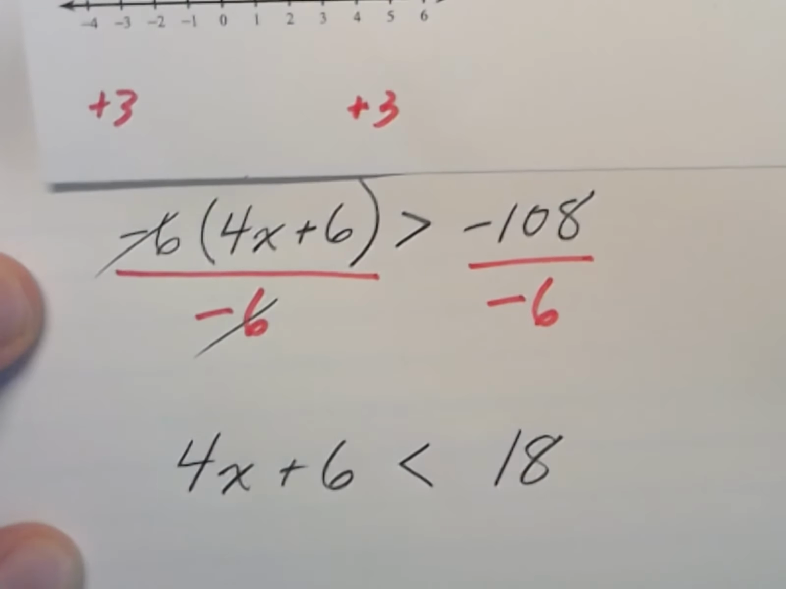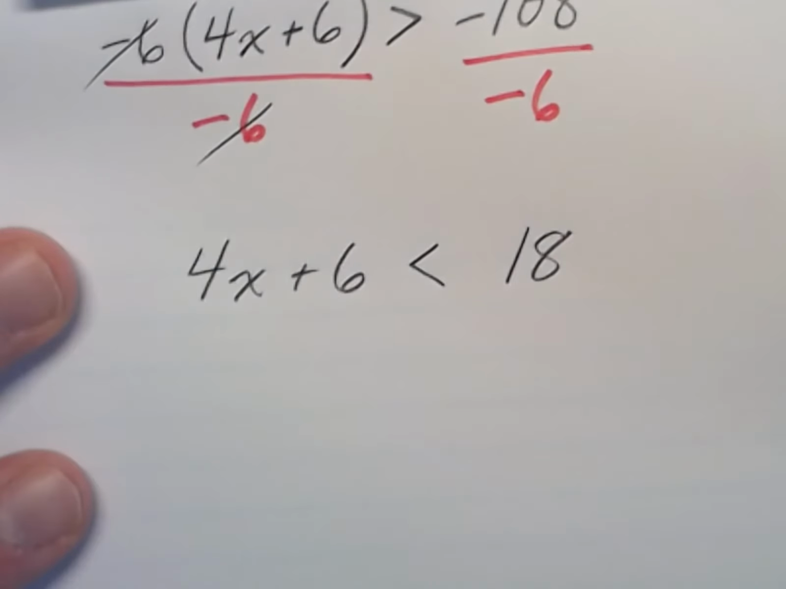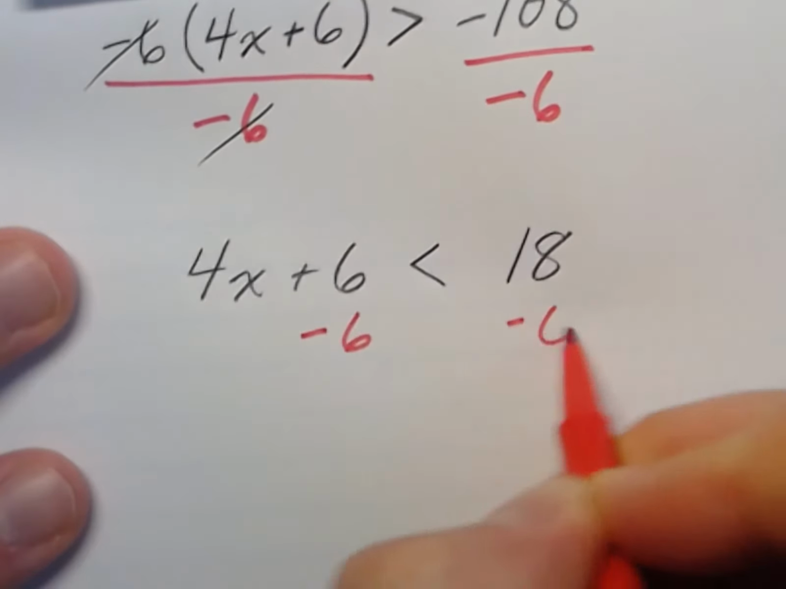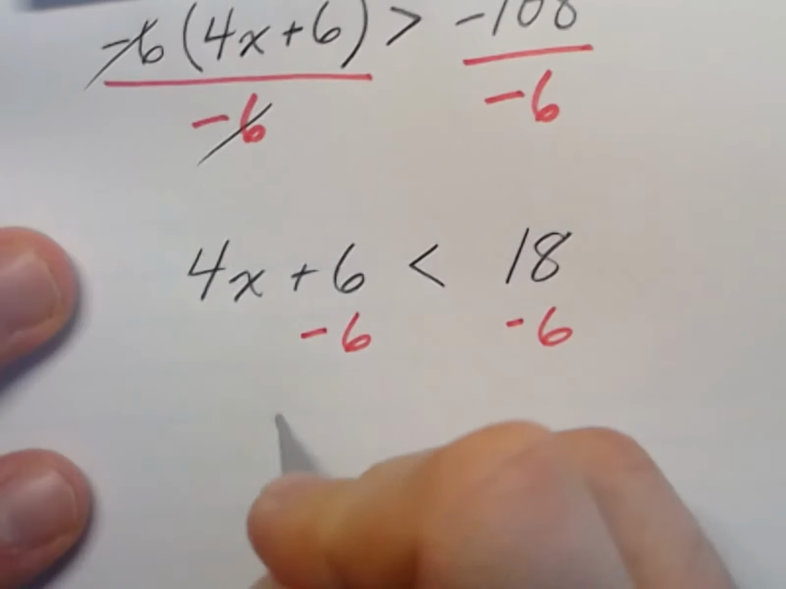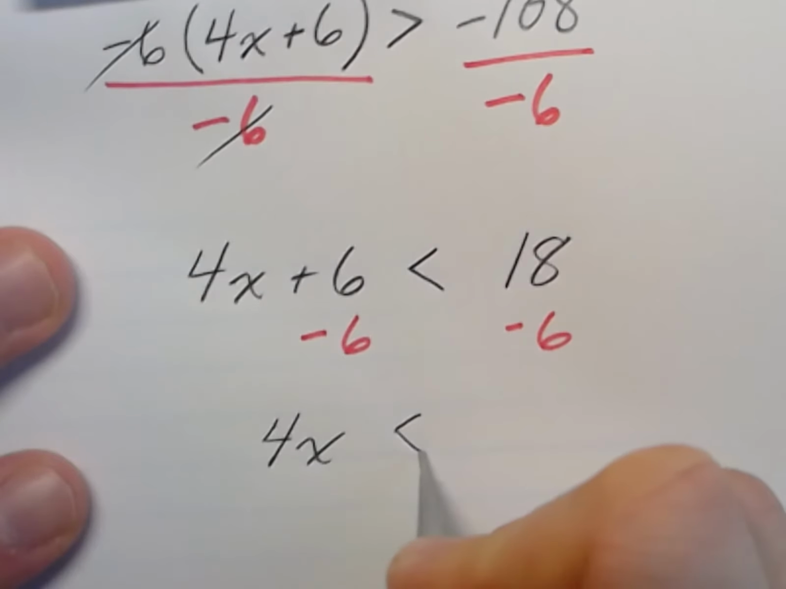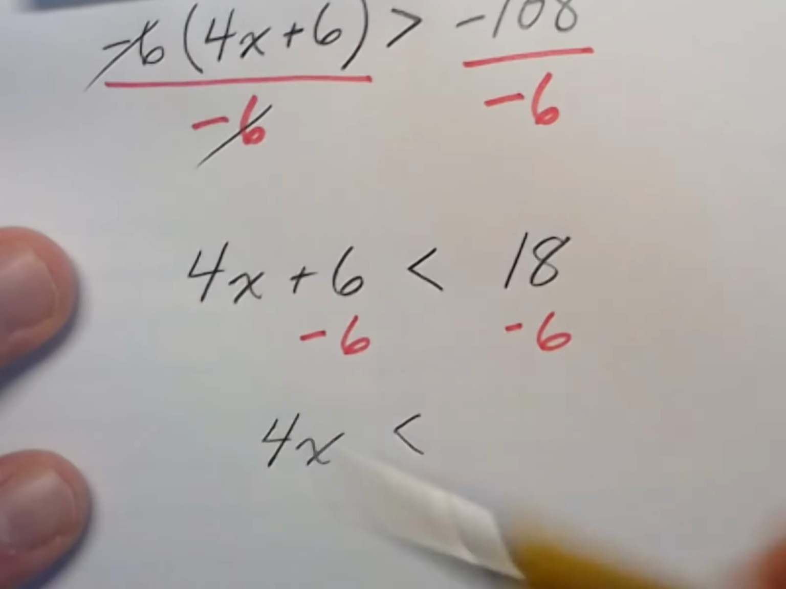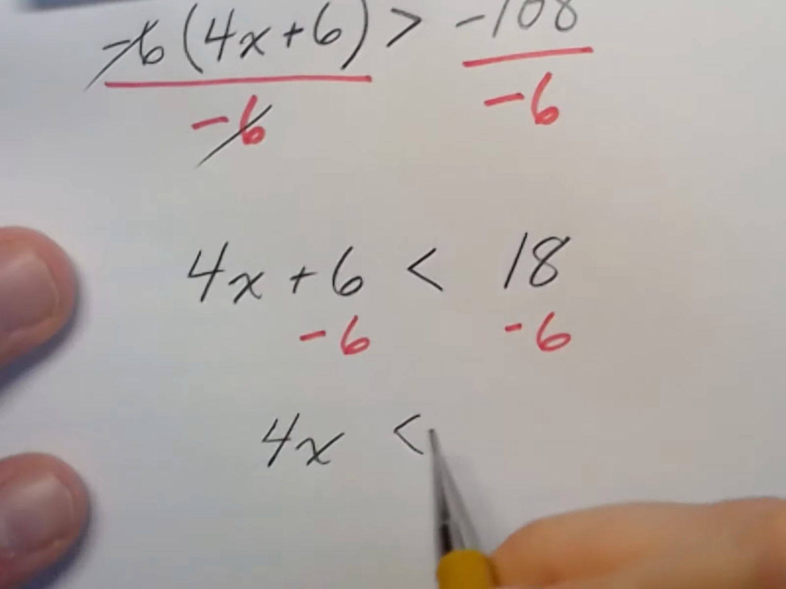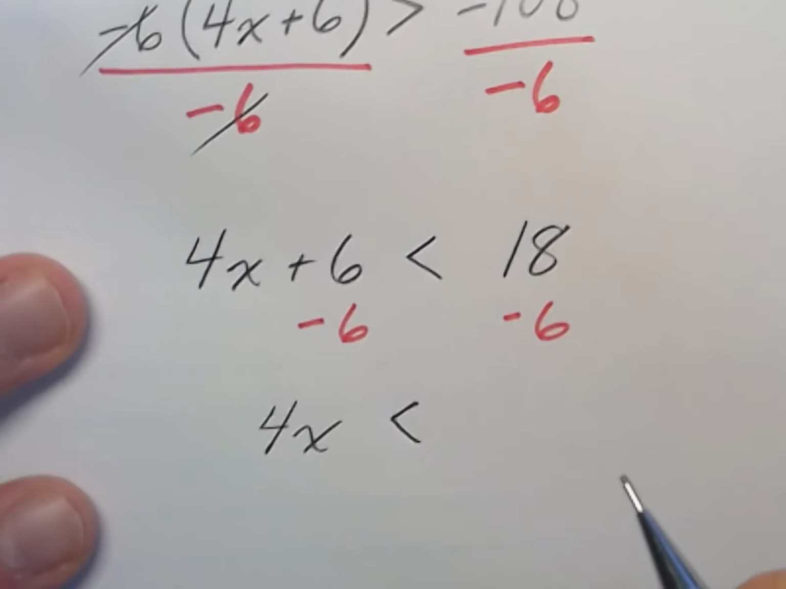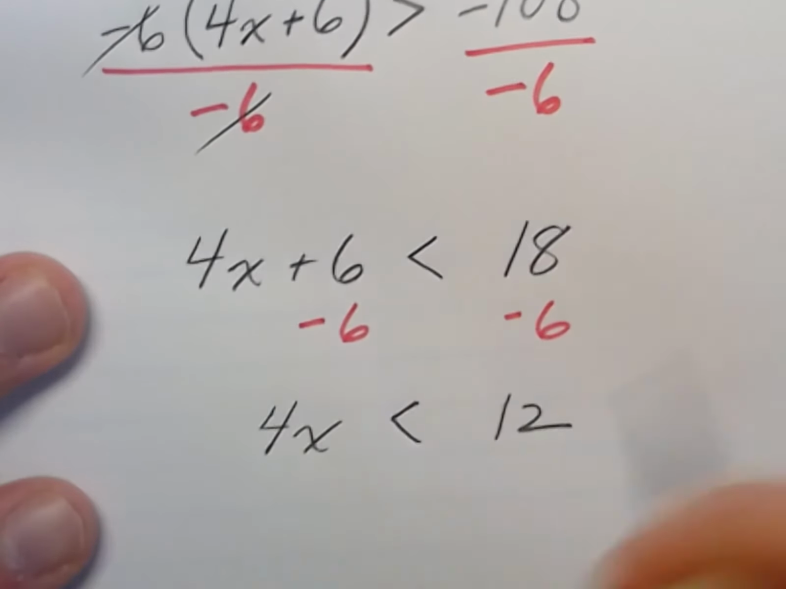Maybe that's what I was thinking about two problems ago when I was getting 18 instead of 24. So I knew there was an 18 somewhere in here. So now we're going to subtract 6, and we're left with a 4x. Notice we're not changing the sign now, because we did not divide or multiply by this negative 6. We just subtracted it, so we don't change the sign there. And then 18 minus 6 is 12.